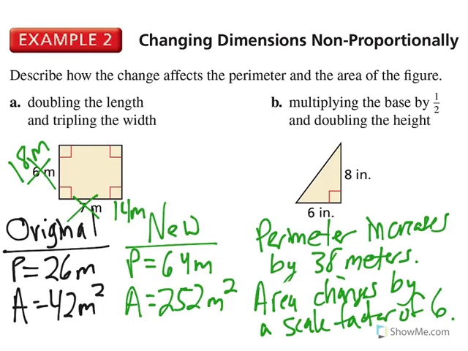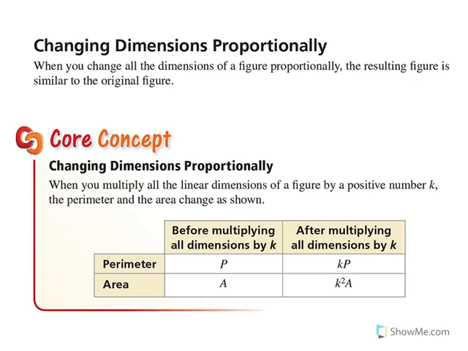So if you notice at the top of this example, it says that we've been changing the dimensions non-proportionally. That means we've only been changing different dimensions by different numbers. So like in A, how we doubled the length, but we tripled the width. We didn't change it by the same number. Now we're going to look at whenever we change them proportionally.